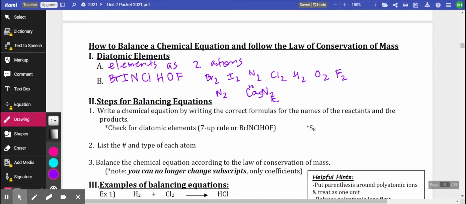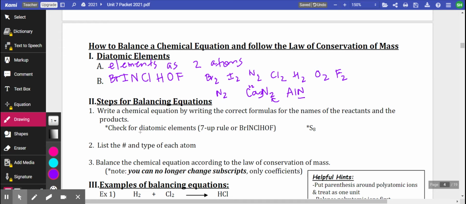When nitrogen's part of a compound, like aluminum nitride, the formula would just be AlN, +3 and -3. So there's no 2 on the N when it's part of that compound. It's important to remember that these 2's are only a subscript on these elements when they are in their elemental form, so they are by themselves, not part of a compound.